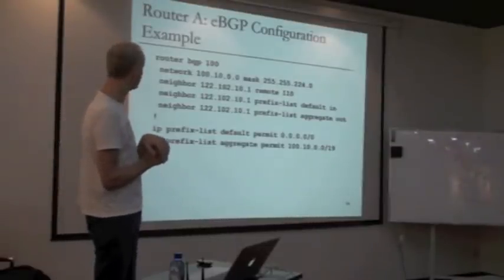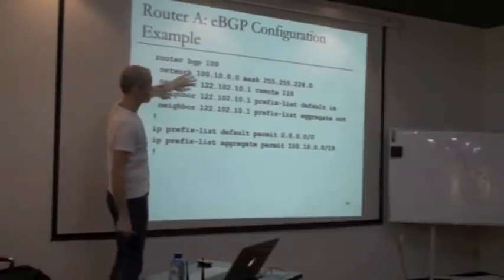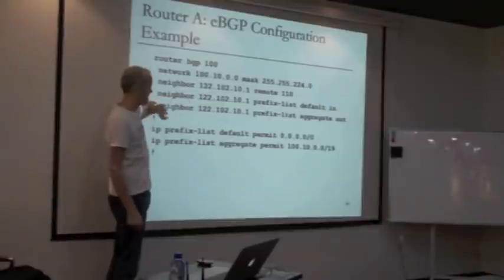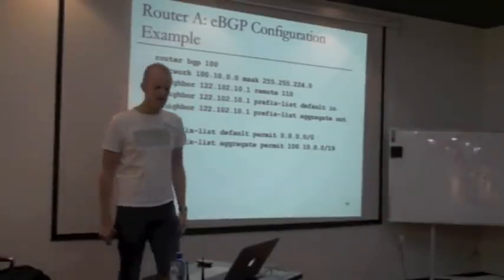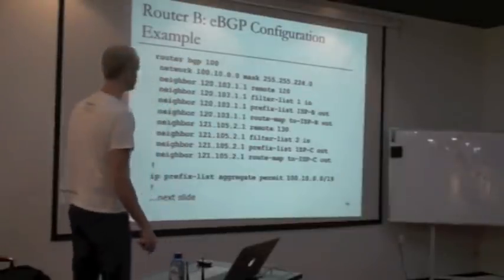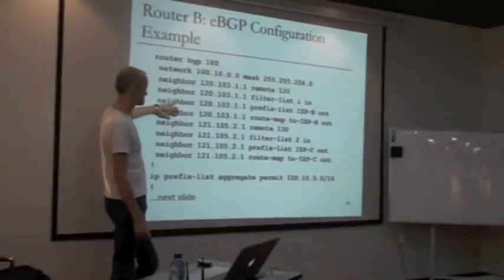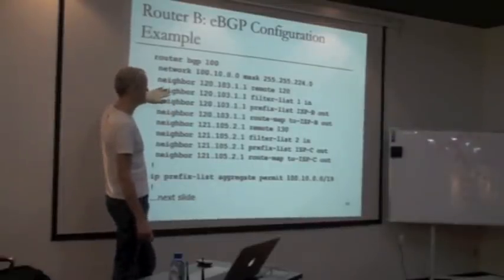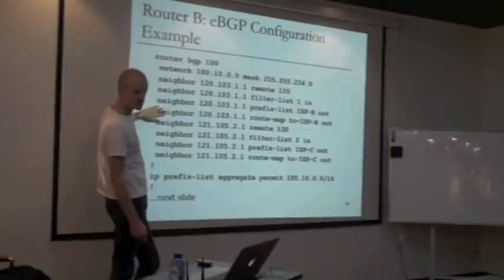Right, so this is the router A configuration. We've got the default route from the upstream, and aggregate outbound to the upstream. So that one was simple. Router B configuration: here we have the filter list I was talking about, throwing away the tier 1s and so on. The outbound prefix list sends just an aggregate out. And the route map, well, we'll see what that does in the next slide.